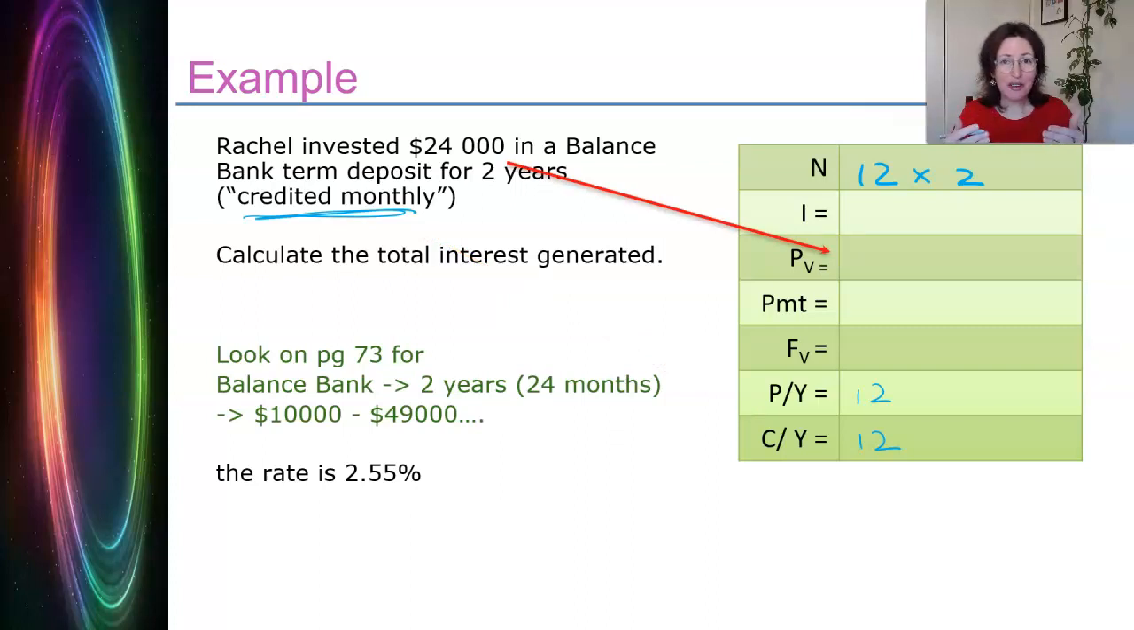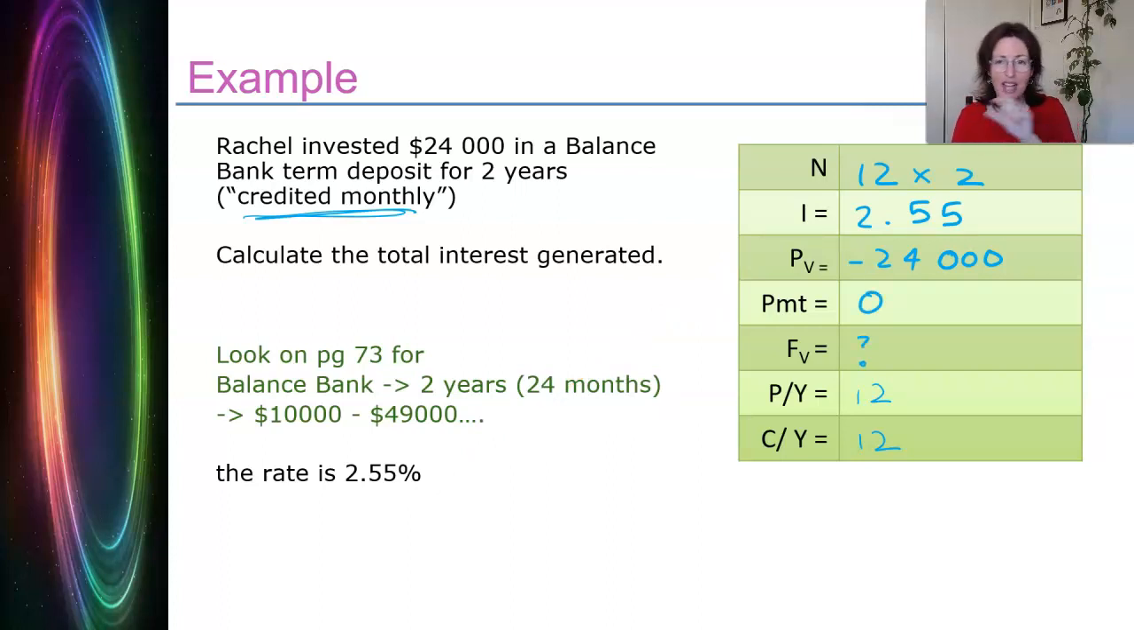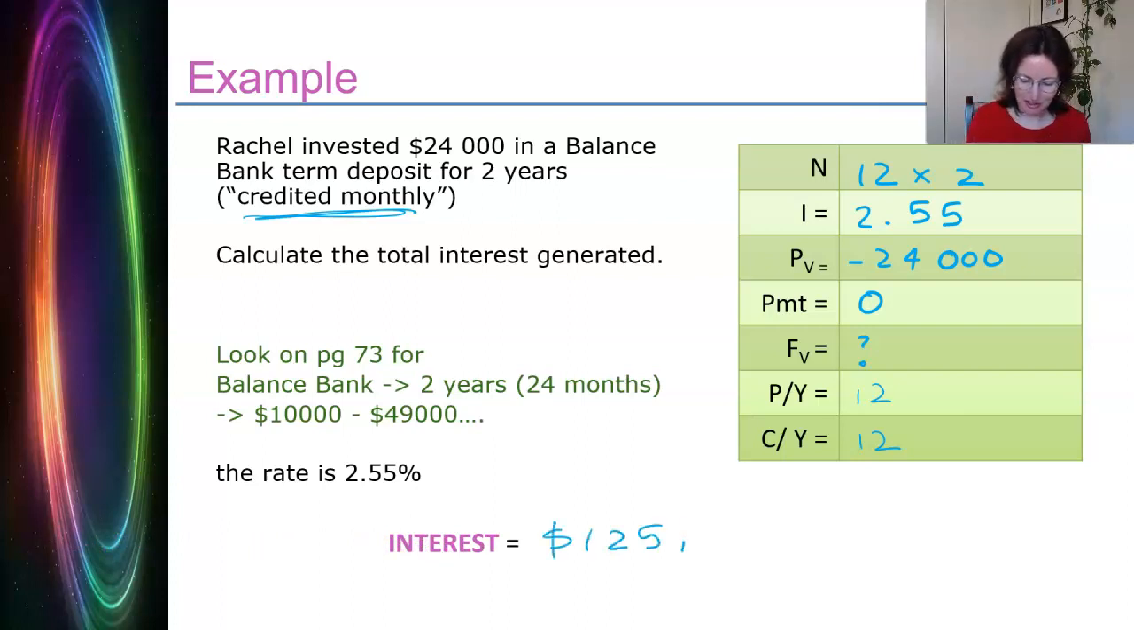Next, let's do the principal value. She invests $24,000, so the money's going away from her, so we make that a negative number, negative 24,000. What else do we know? We know the rate, 2.55%. Remember, we just put 2.55, not a percent. What's left? Our payment, we always make 0. So our future value, you might put a question mark or have it as a 0 on your graphics calculator. Solve for that one. This is on Casio, of course. And the interest that we are left with there is $1,254.38. So that's how much total interest is generated across those 2 years.